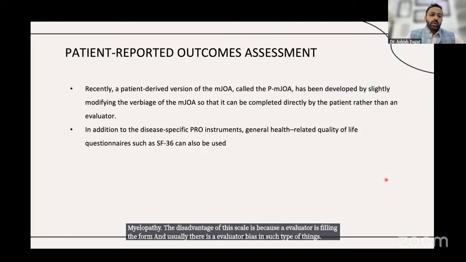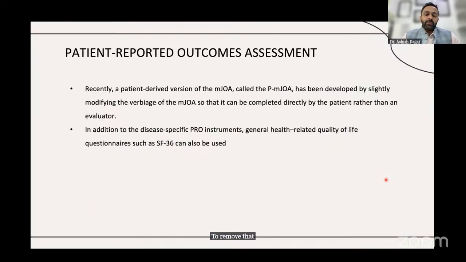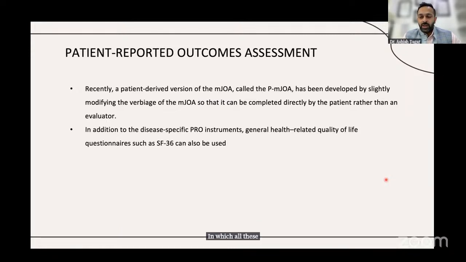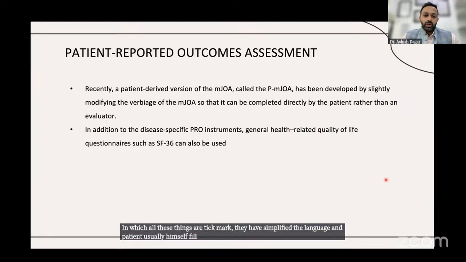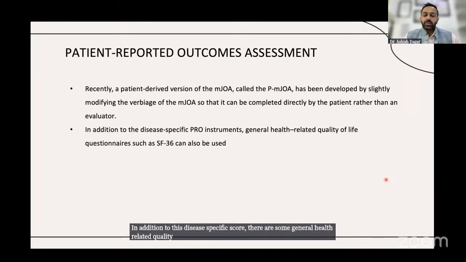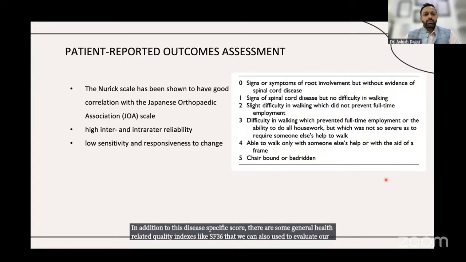To remove that evaluator bias, what we call the patient-derived version of mJOA, or PDmJOA, was developed, in which all these things are tick marked. They have simplified the language, and the patient usually fills the form himself. So the evaluator bias is removed. In addition to this disease-specific score, there are some general health related quality indexes like SF36 that we can also use to evaluate our treatment outcomes.